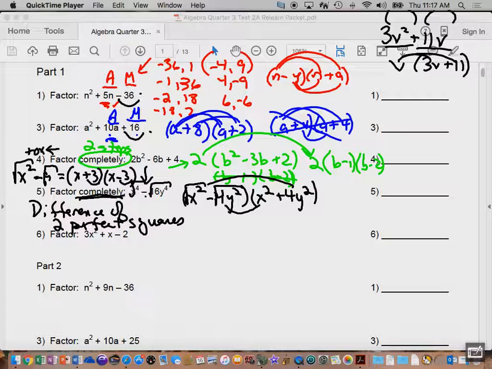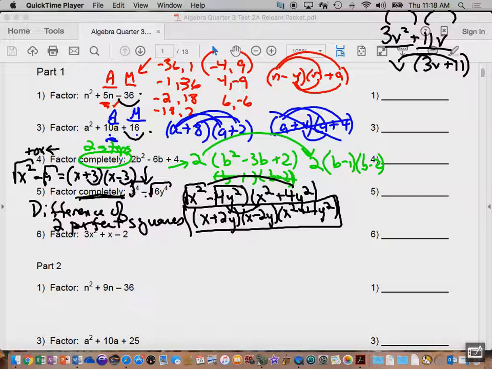But what I notice is I can again square root the difference of 2 perfect squares, and that's that word completely. 2 steps. So in this particular problem, I'm now going to get x plus 2y, x minus 2y, times x squared plus 4y squared. This entire expression must be included in your answer. The order is not important, but they must be included.